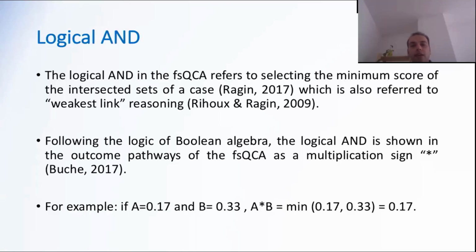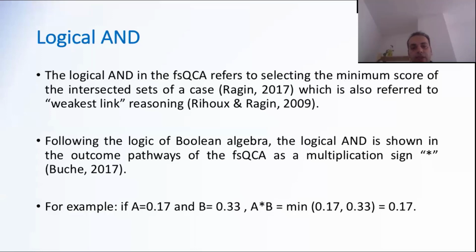selecting the minimum score of the intersected set of a case. It is the set intersection, which is also referred to as weakest link reasoning, according to Ragin in 2009. And following the logic of Boolean algebra, the logical AND is shown in the outcome pathways of fsQCA as a multiplication sign. For instance, if there are two sets A and B, the logical AND refers to the shared parts of these sets, shown as A multiplied by B.